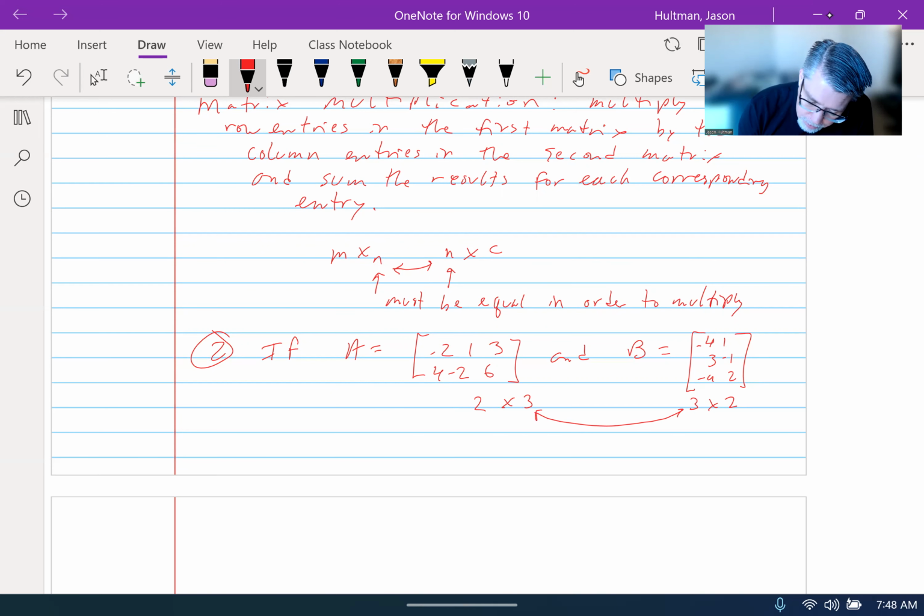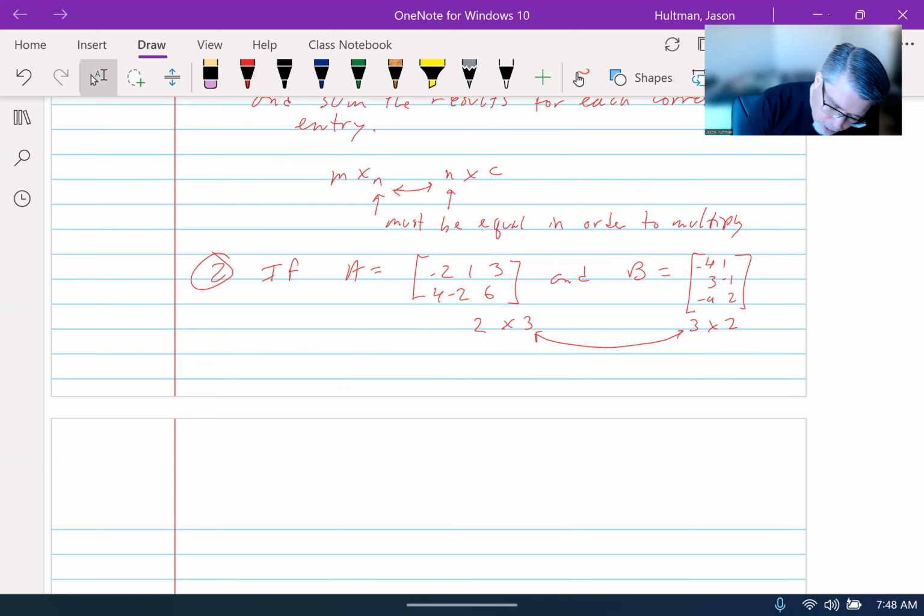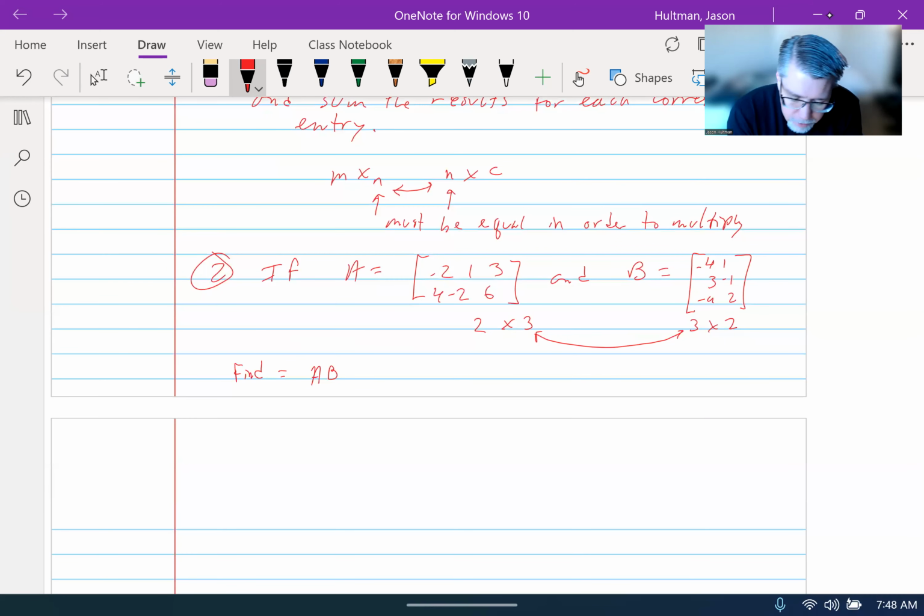Okay, so if A is equal to that and B is equal to that, then find AB. And notice that matrix multiplication is not commutative. AB is not the same as BA. Multiplying in reverse would give me a completely different matrix. Okay.